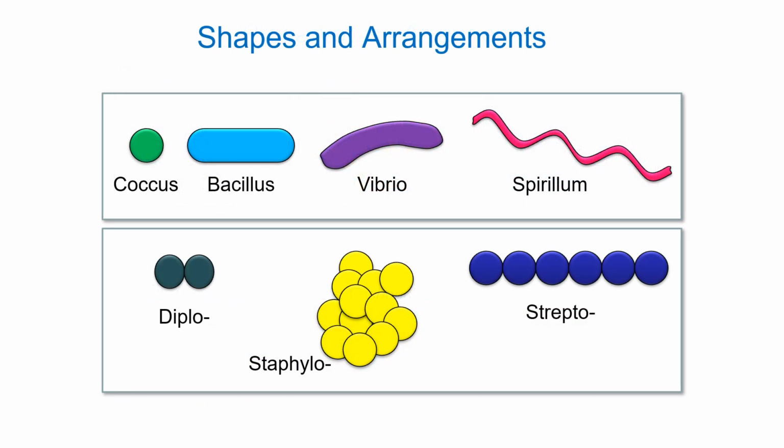So to summarize, we have coccus, which is a spherical shaped cell. We have a bacillus, which is a rod-shaped cell. We have a vibrio, which is a bent rod. And we have a spirillum, which is a wiggly corkscrew-shaped bacteria. We can have growth arrangements that are named diplo, where we have two cells stuck together, staphylo, where we have a mass of cells, and then strepto, where we have a chain of cells.